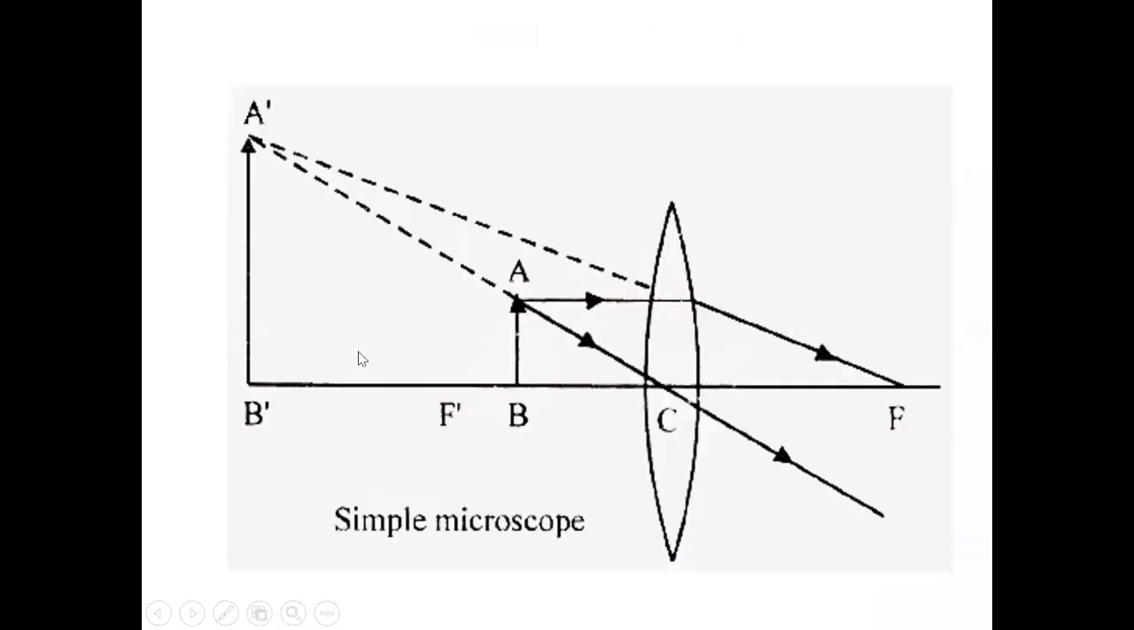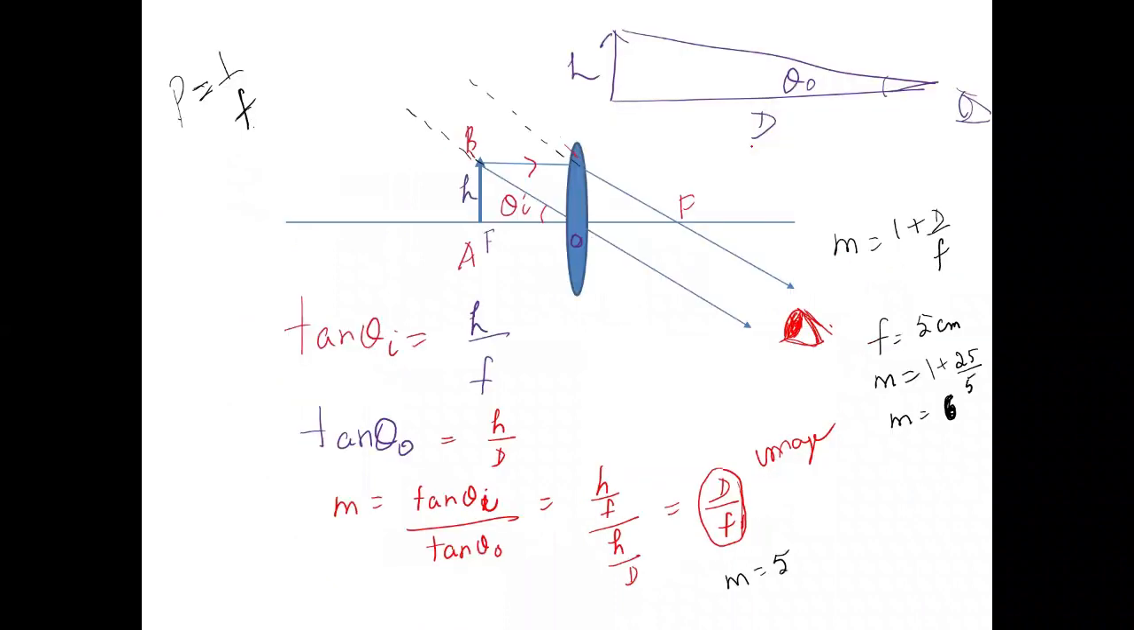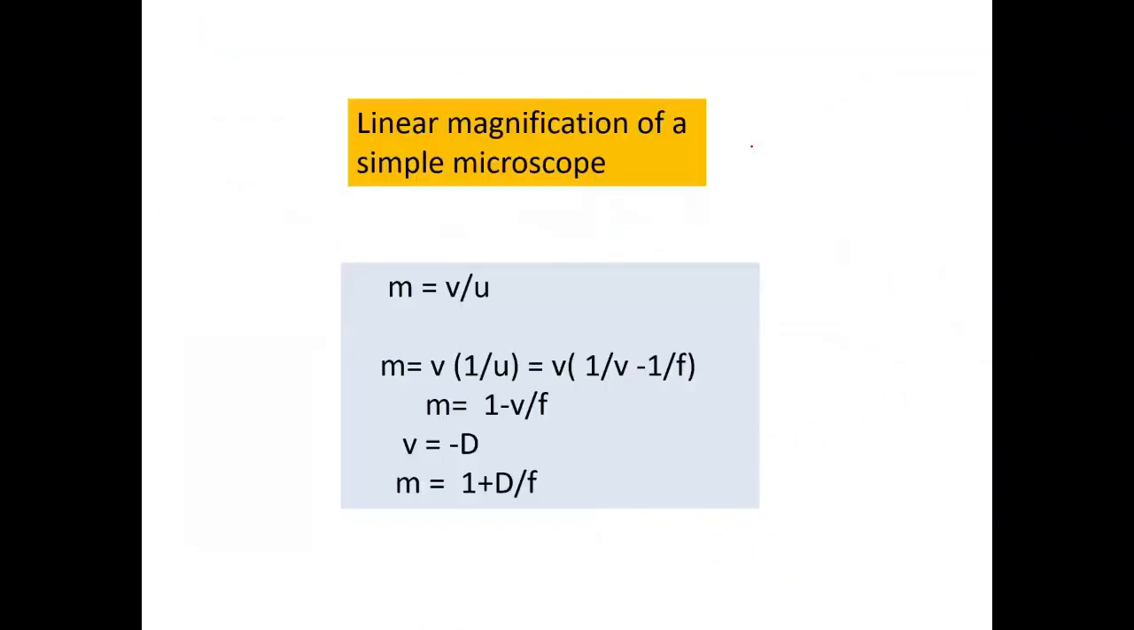Okay. So we learned the simple microscope. I'm not going to do it in detail. This is a diagram of the simple microscope, and they should know the magnification formula. The derivation also they should know. This is D by F, and you can go through the derivation if you want.